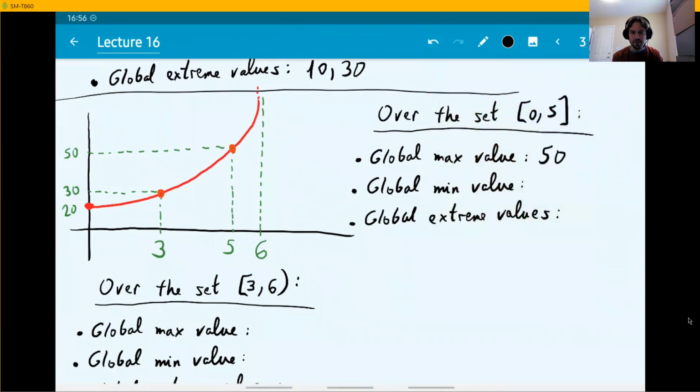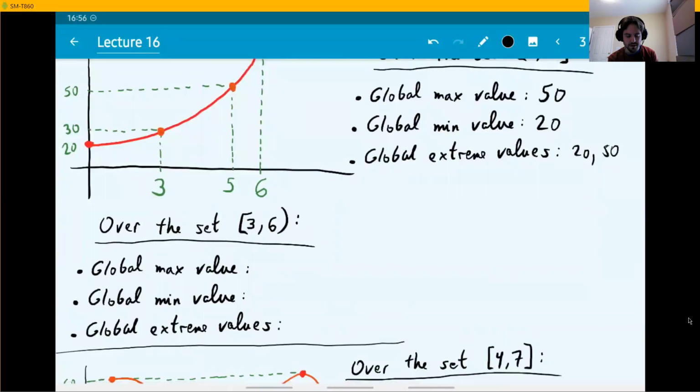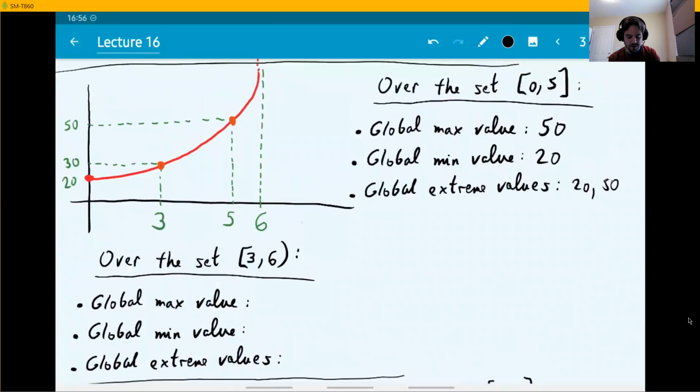And the minimum value you can find is f of 0, 20. Those two values are global extreme values, 20 and 50. But what's going to happen now in the next piece, over the set between 3 and 6? Notice that my interval is open at 6 because this piece is supposed to be part of the domain of the function, and 6 is not in the domain of the function. There is no value for f of 6. So that's why I had to exclude the number 6 here.